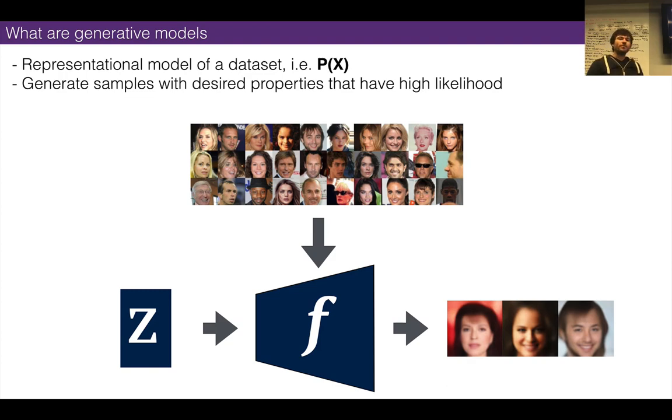In other words, if you have a million images of faces and you make a generative model, and then you give it a new face, it should attach a high probability to that face coming from the data set. Whereas if you give it random pixels, it should attach a low probability of being from that data set. So it's a probabilistic model. It's a probability distribution.